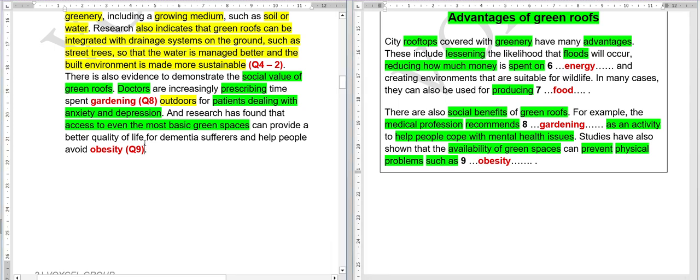Now, here, if you have written dementia, this is not a physical problem. You have to be very careful about that. This is related, okay, but this is not a physical problem. So what is a physical problem? Here they're saying prevent, and here they're saying avoid. Obesity. I hope it is clear.